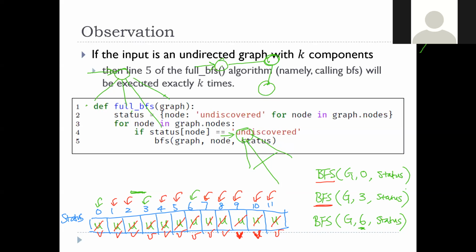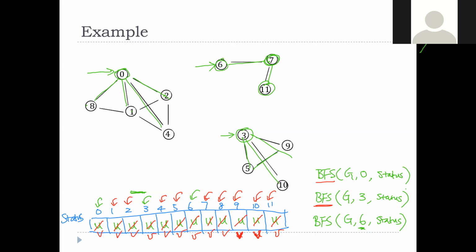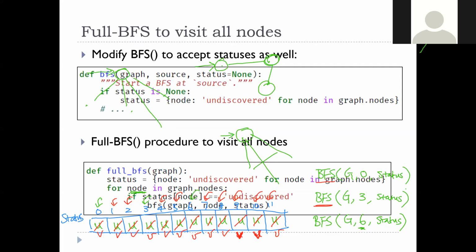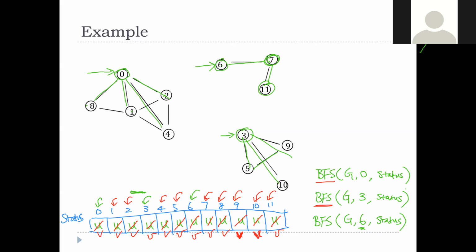All right, so now note that even though in the for loop it looks like we're going to exhaust all the nodes in the graph, we only call BFS when the status of the current node is undiscovered. And as we see in this example, we only call BFS 3 times: once at 0, once at 3, once at 6. So we only need to call BFS 3 times in this example, which is an undirected graph.